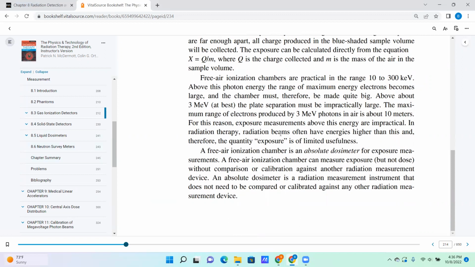In radiation therapy, radiation beams often have energies higher than this, and therefore the quantity exposure is of limited usefulness. A free air ionization chamber is an absolute dosimeter for exposure measurements. It measures exposure, but not dose, without comparison or calibration against other radiation measurement equipment. An absolute dosimeter is a radiation measurement instrument that does not need to be compared or calibrated against any other radiation measurement device.